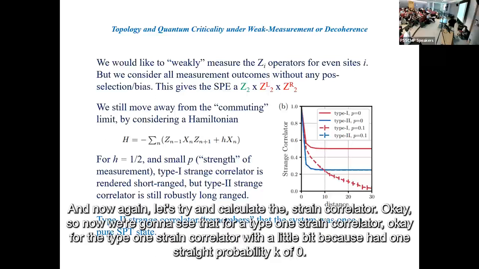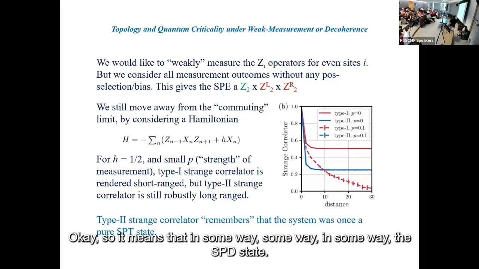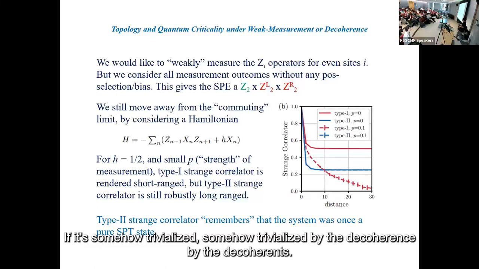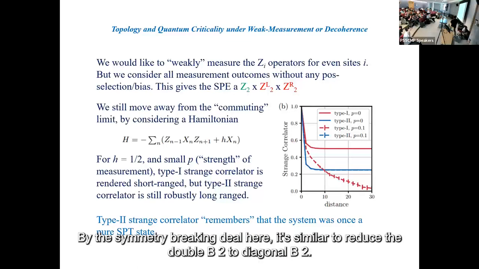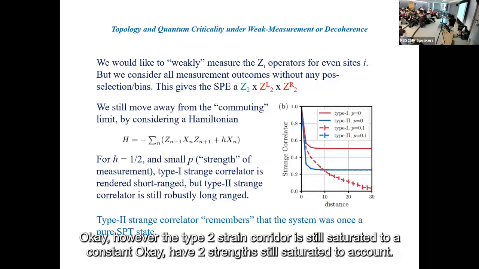And now again, let's try to calculate the strain correlator. For the type 1 strain correlator, with a little bit of decoherence, it will decay to zero. So in some way, the SPT state is trivialized by the symmetry breaking decoherence, which reduces the double Z2 to diagonal Z2. However, the type 2 strain correlator is still saturated to a constant.